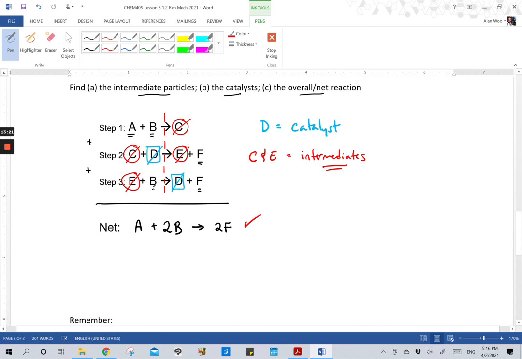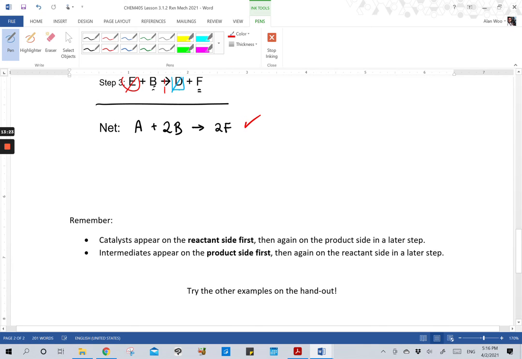So let's just summarize everything again. Remember, catalysts appear on the reactant side first, then again on the product side in a later step. Intermediates appear on the product side first, then again on the reactant side in a later step. So the main thing is catalysts are first seen as reactants, intermediates are first seen as products. Now remember, we must always have intermediates. The presence of a catalyst is not always necessary.